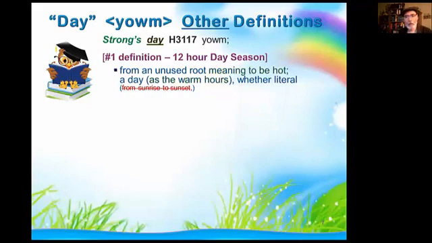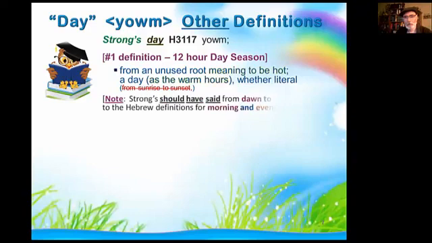There's more than just one. I'll just do a review here for day. It's word number 3117, or yom. And the very first definition that is listed is the 12-hour day season. It's from an unused root, meaning to be hot, a day as the warm hours, whether literal. And then Mr. Strong says from sunrise to sunset. But we are going to challenge that.